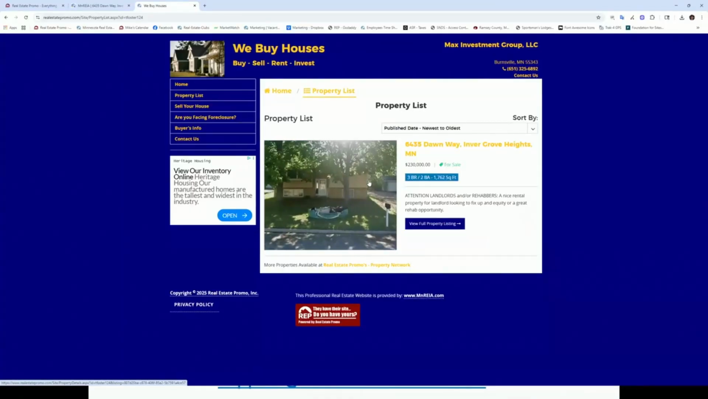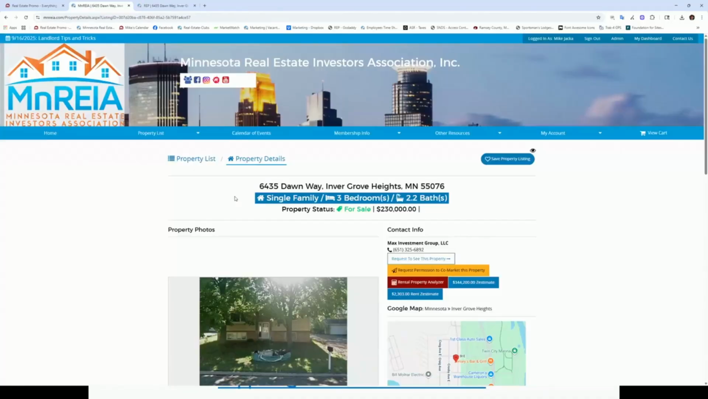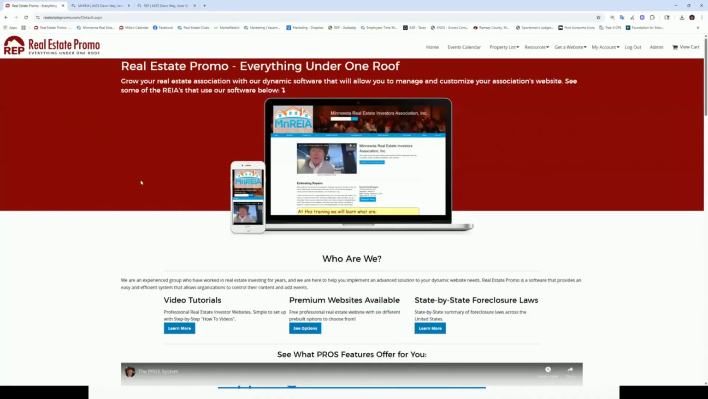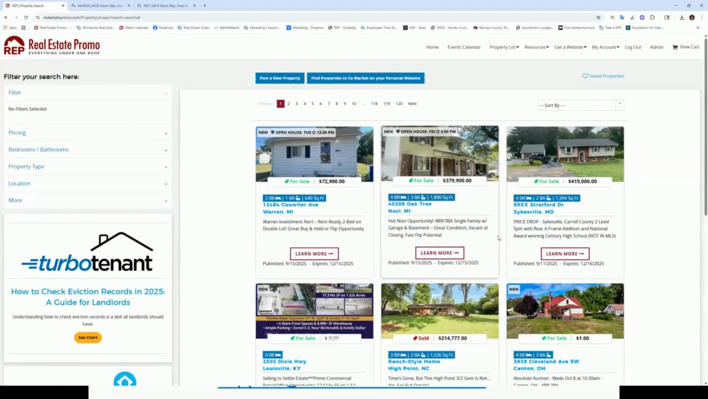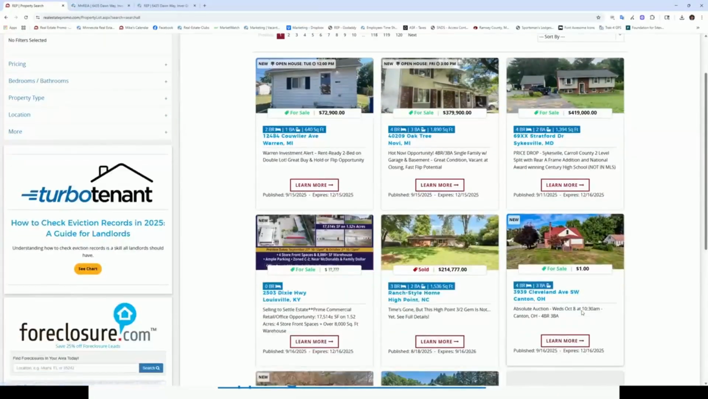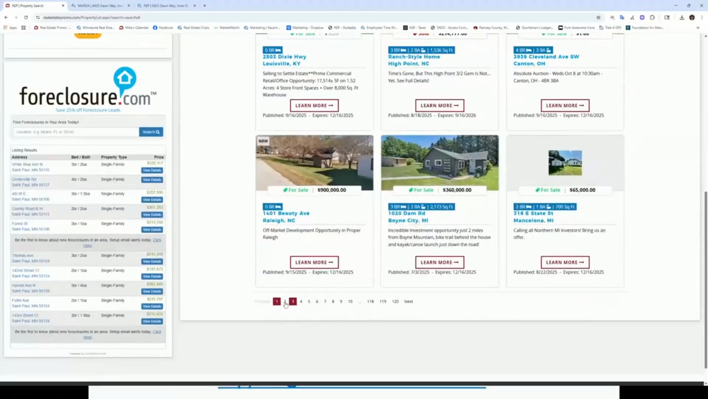So when you have properties for sale, the property is going to show up on your personal site. It'll also show up on your REIA's website. And lastly, it'll show up on Real Estate Promo. Real Estate Promo is like the national database for all the properties, for all the members throughout the entire system throughout the country. And you can see here we got properties from all over. Like we got Michigan, so there's two of them from Michigan there. Maryland, Kentucky, North Carolina, Ohio, a couple more from Maryland and North Carolina again.